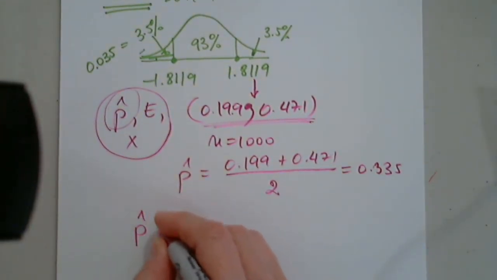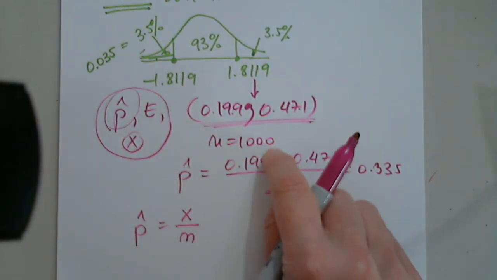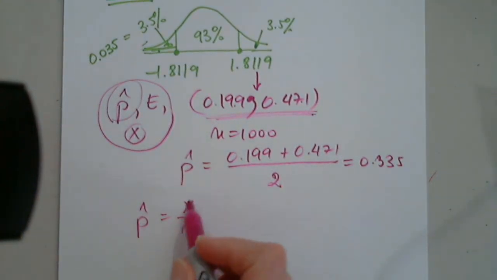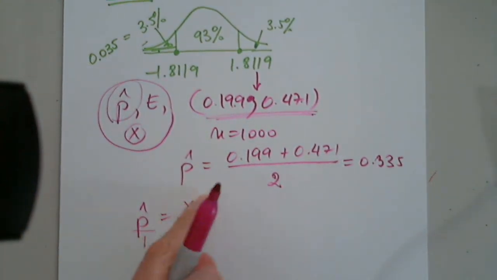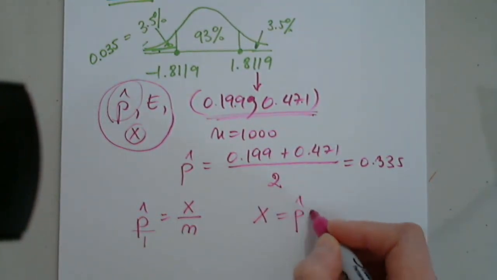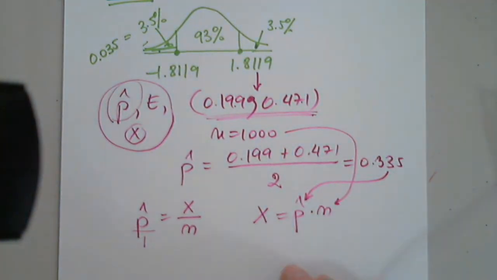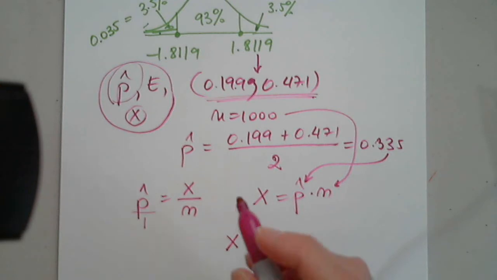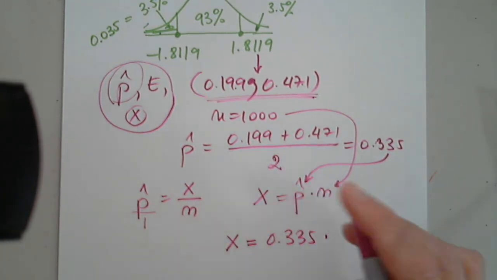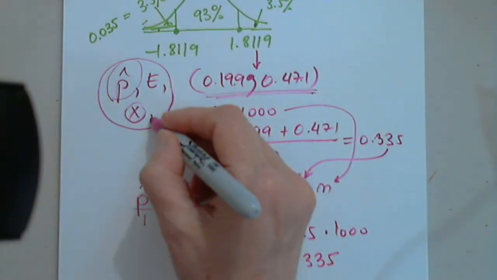Because we know that p hat equals x, which we do not have, divided by the sample size, which we do have. In this proportion, I can cross multiply. This is over 1. X equals p hat times n. I determine p hat, and I have n. So the number of people in the study, 0.335 multiplied by 1,000. Easy to do. So x equals 335.